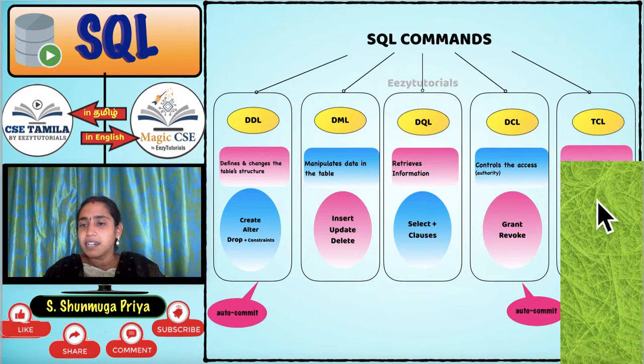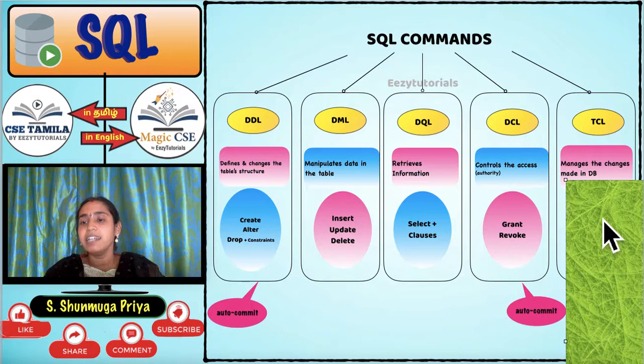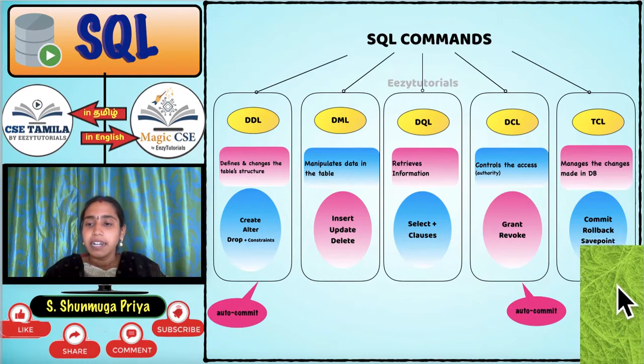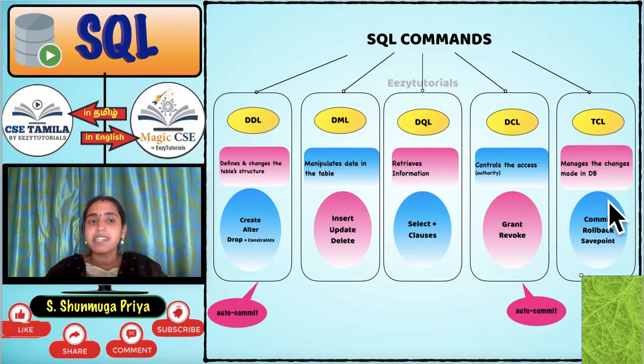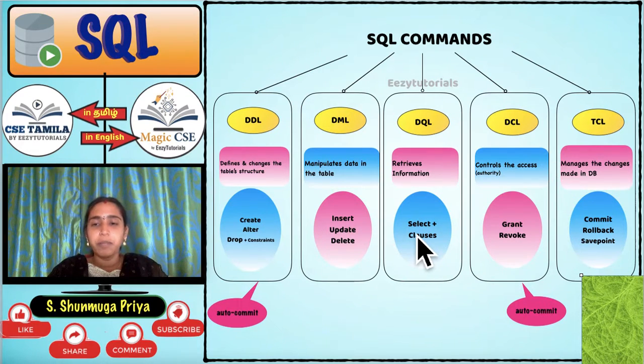The last type is TCL. This will be managing the changes which you are making in the database. You have commit. So I told, no, commit is used for saving. So whatever you have done, you have to save up to that point, means you have to type commit. So this is TCL, transaction control language. Then you have rollback and save point. So you'll be learning this. All the types one by one we will be learning. So these are the 5 different types of commands.